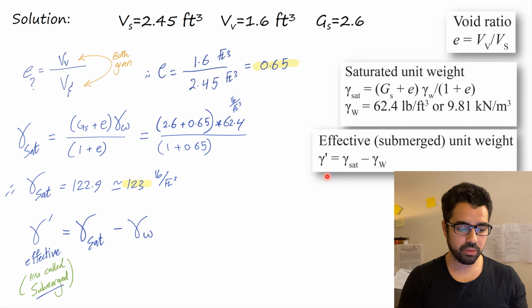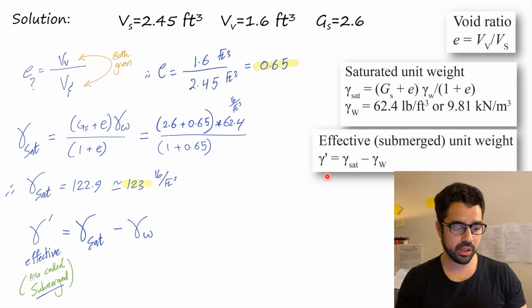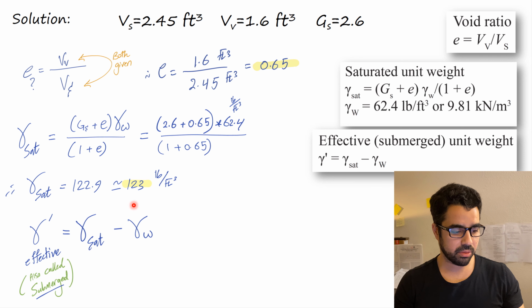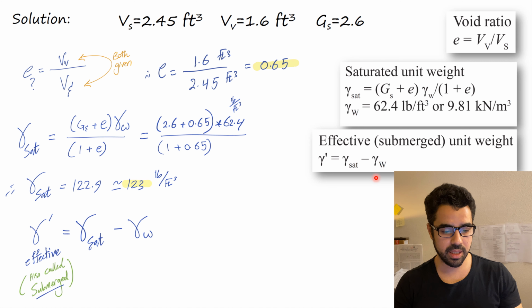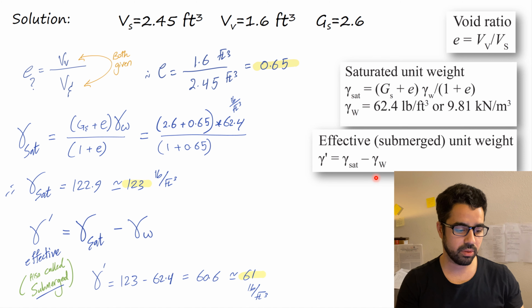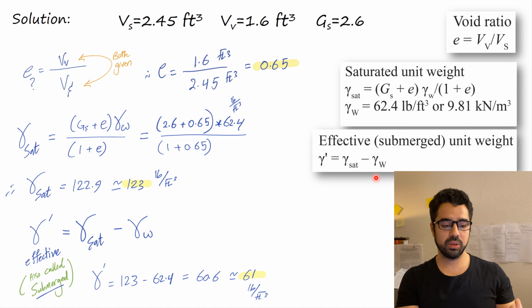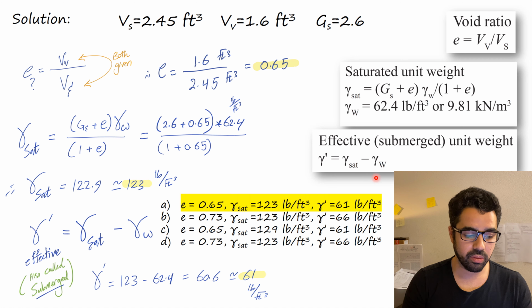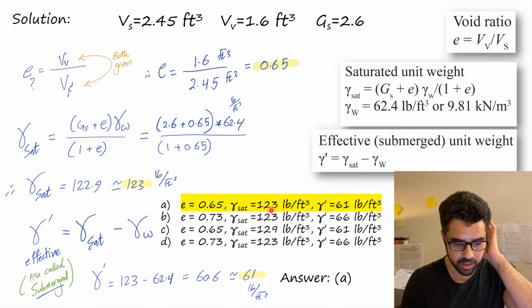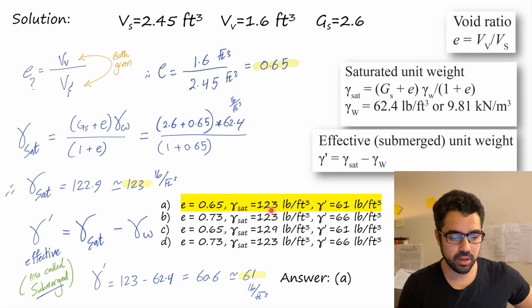Now we're going to go to the final thing, which is gamma effective. Gamma saturated, we just found it, 123, minus gamma water, 62.4, and that's going to give us 61 pounds per cubic foot. So that's going to give us option A.